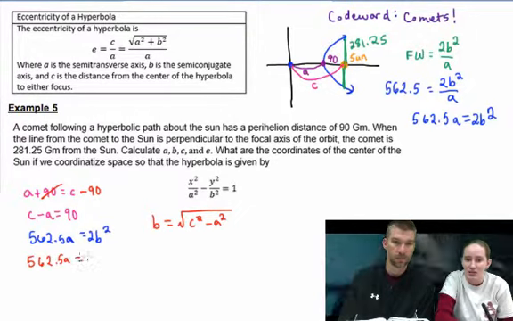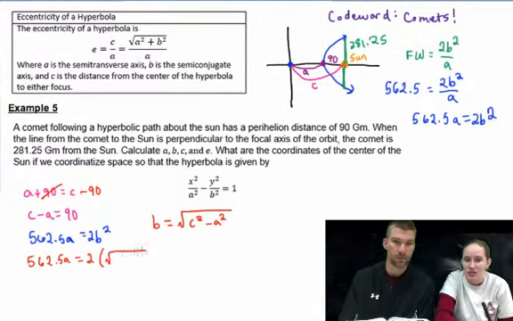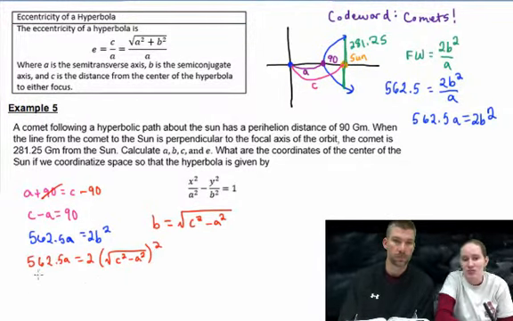So 562.5A equals 2 times the square root of C squared minus A squared. Hey, that's convenient that we're squaring that. That gets rid of that square root.